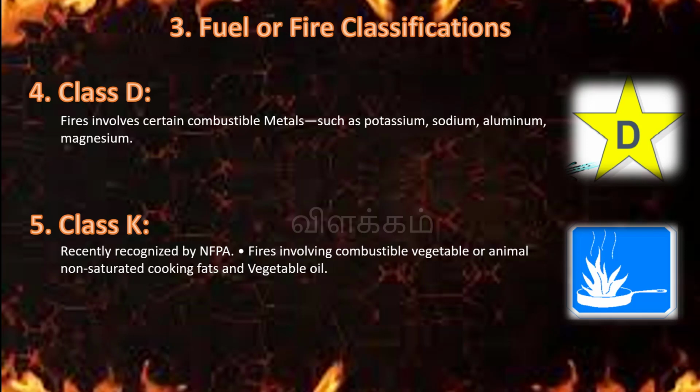Next, D. Class D fires involve certain combustible metals such as potassium, sodium, aluminium and magnesium. This is the new Class K, fires recently recognized by NFPA, involving combustible vegetable or animal non-saturated cooking fats and vegetable oils. These are all the fuel or fire classifications.